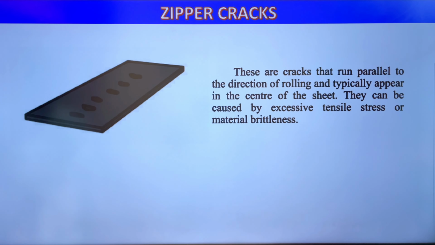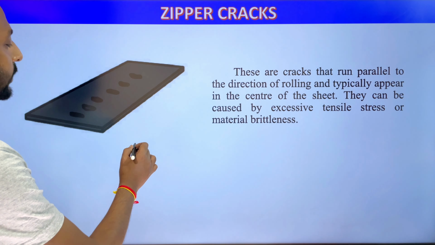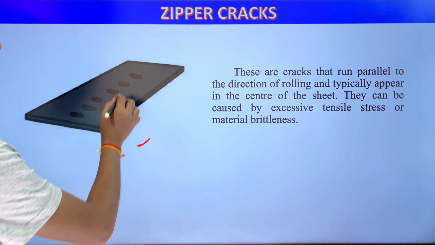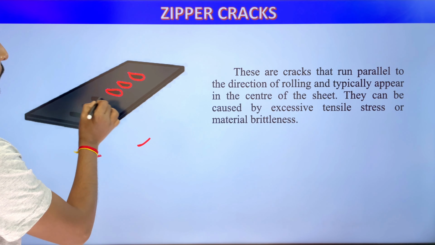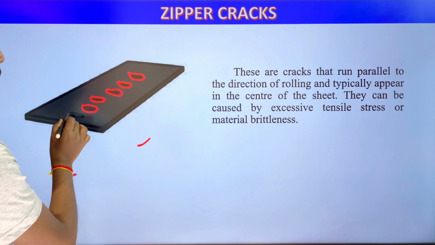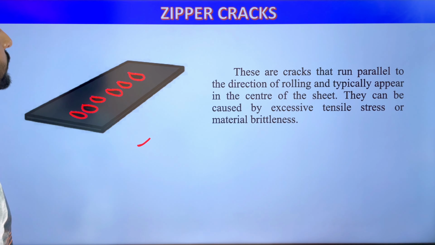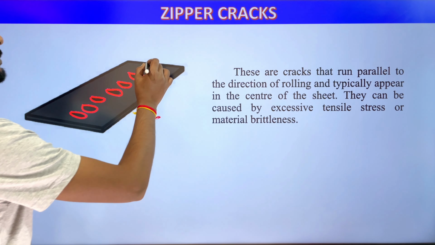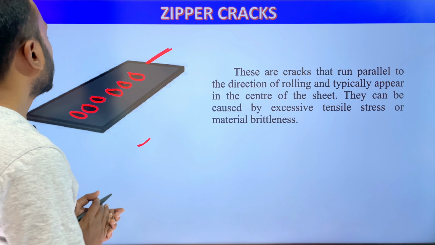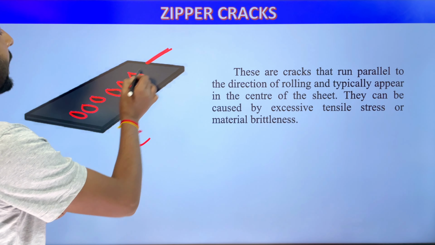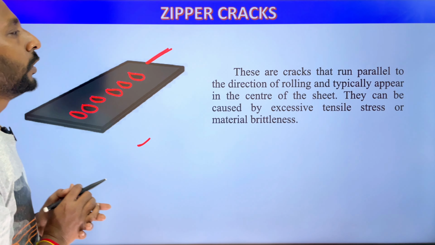Next one is zipper cracks. In this figure we can find the zipper cracks. These are the zipper cracks. In our garment, the zipper appears in the middle of any garment. So the cracks appear at the middle portion of the rolled product.